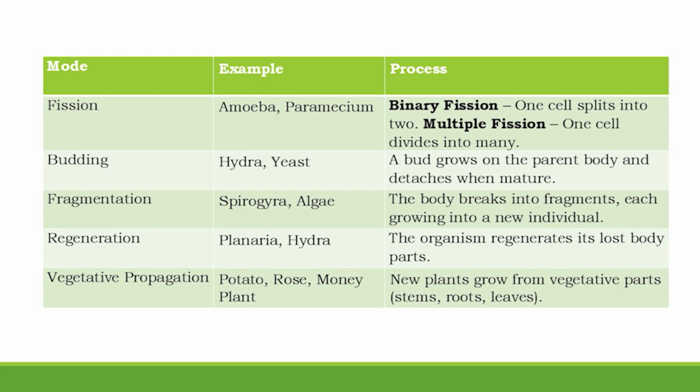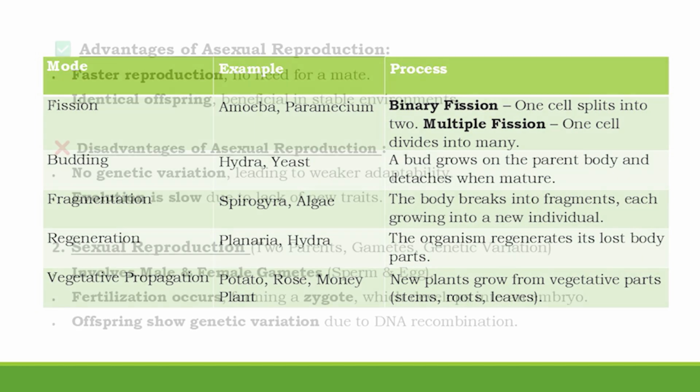Regeneration: planaria, hydra. The organism regenerates its lost body parts. Vegetative propagation: potato, rose, money plant. New plants grow from vegetative parts, stems, roots, leaves.